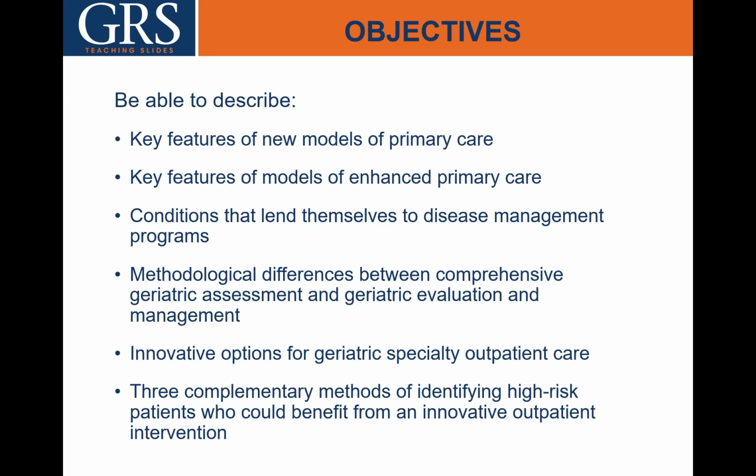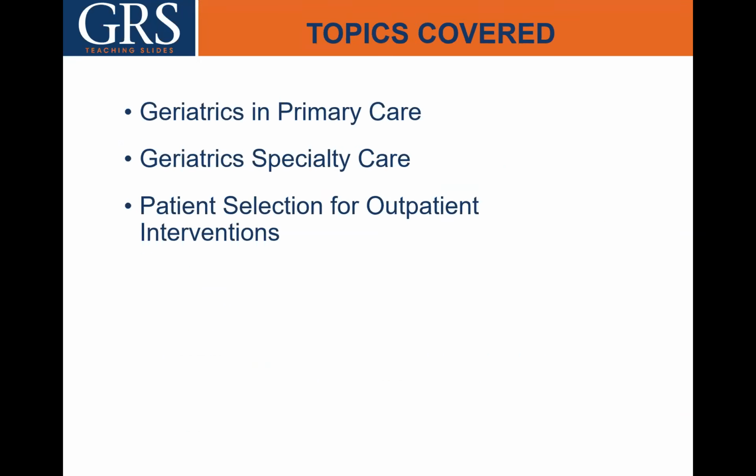And also we need to know some differences between comprehensive geriatric assessment and geriatric evaluation and management, the two assessment and management systems. And also we should know some innovative options for geriatric specialty outpatient care and some complementary methods to identify the patient with high risks who can benefit from the new system. Okay, the topic we're going to cover includes geriatrics in primary care, specialty care, and patient selection for outpatient interventions.